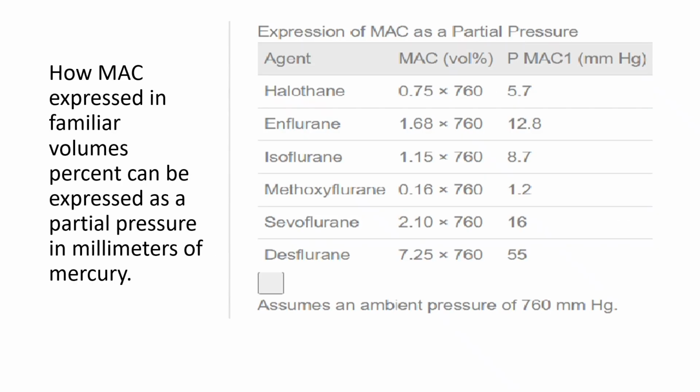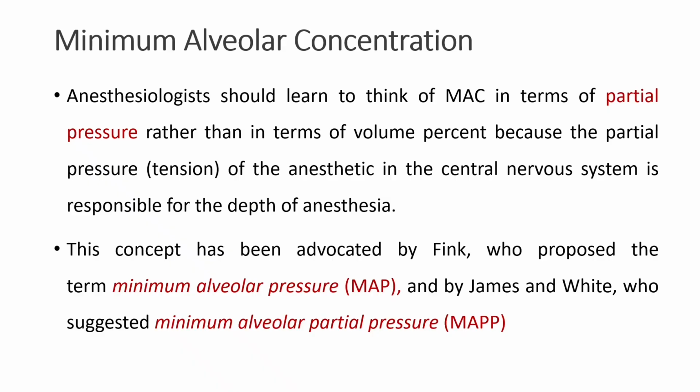This table shows how MAC expressed in familiar volume percent can be expressed as a partial pressure in millimeters of mercury. Anesthesiologists should learn to think of MAC in terms of partial pressure rather than in terms of volume percent, because the partial pressure or tension of the anesthetic in the central nervous system is responsible for the depth of anesthesia. This concept has been advocated by Fink, who proposed the term minimum alveolar pressure or MAP, and by James and White, who suggested minimum alveolar partial pressure or MAPP.